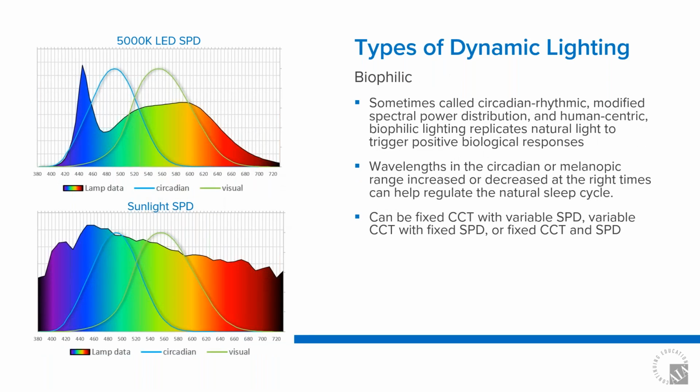Last but not least, the fourth type of dynamic lighting is biophilic lighting. Biophilic is sometimes referred to as circadian lighting, which is modified spectral distribution lighting or human-centric lighting. Basically, biophilic lighting uses tunable specific LEDs to replicate natural sunlight to trigger biological responses. For example, using a dynamic lighting system which increases or decreases wavelengths of light in a circadian or melanopic range at the right times can help regulate natural sleep patterns.